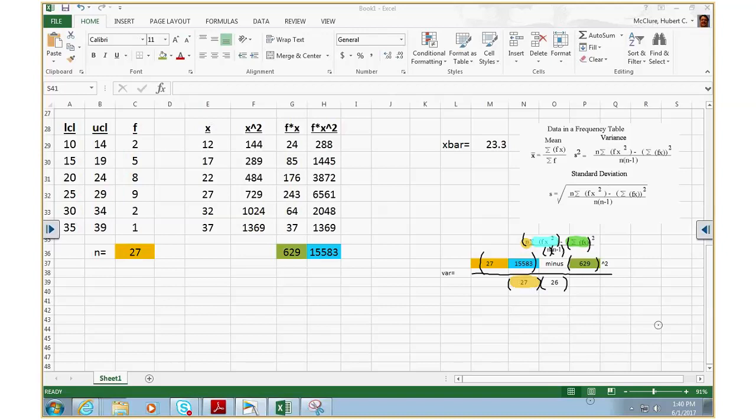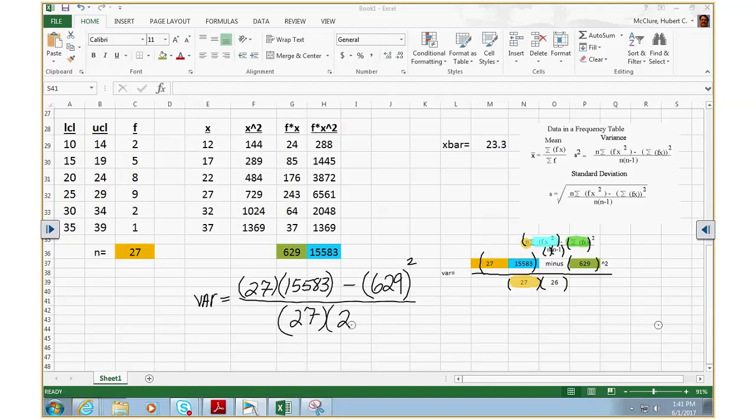So if you did write it out, it would look like this. Variance is equal to 27 times 15583 minus 629 quantity squared over 27 times 26. Is that what you want? Okay. I'm going to erase it this minute because I need that room to do something else. Who else has got a question? Okay, now do the math. Take your handy dandy calculator and crunch it out.